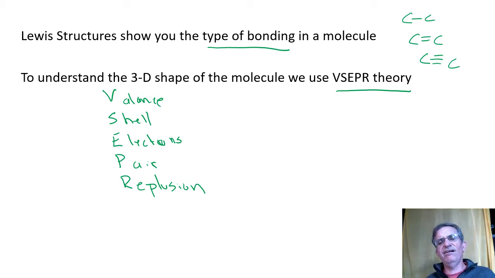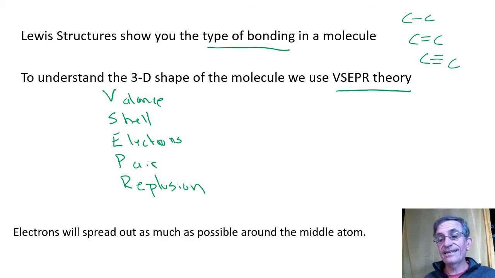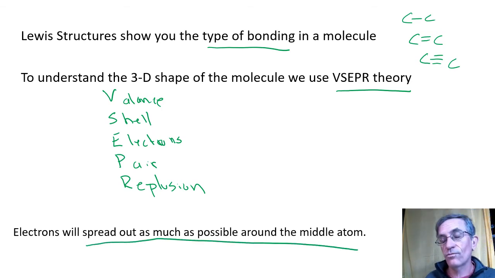That means stay away. And that's basically the idea behind this theory. The idea behind this theory is that electrons don't like each other, and they're going to try to spread out as much as possible around the middle atom. So they're going to do whatever it takes to get away from each other. Now, a way of saying that is they're repelled by each other.